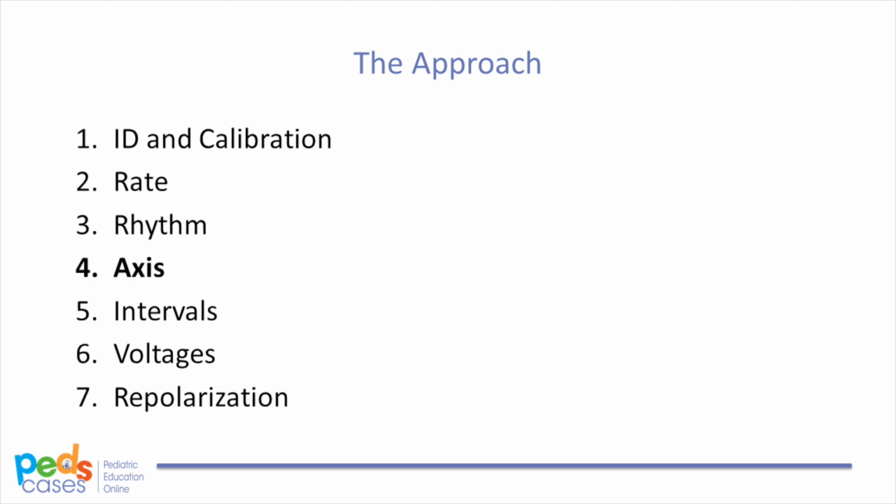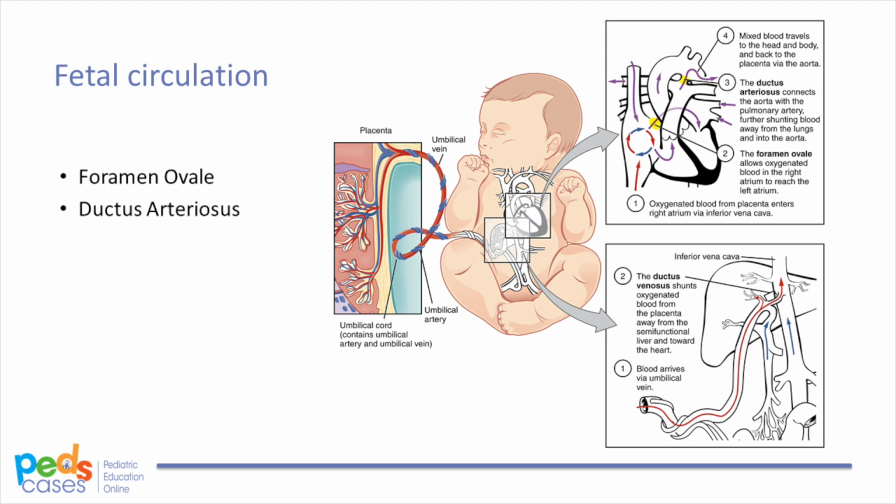We have analyzed the rate and rhythm so far, which means the next step is to calculate the mean QRS axes. However, before we go through this, we need to take a moment to review fetal circulation to appreciate why pediatric ECGs progress the way they do. Since fetal blood is oxygenated through the placenta in utero, there is little need to direct blood through the pulmonary circulation. Instead, oxygenated blood is shunted from the right side of the heart to the left side through the foramen ovale and the ductus arteriosus.